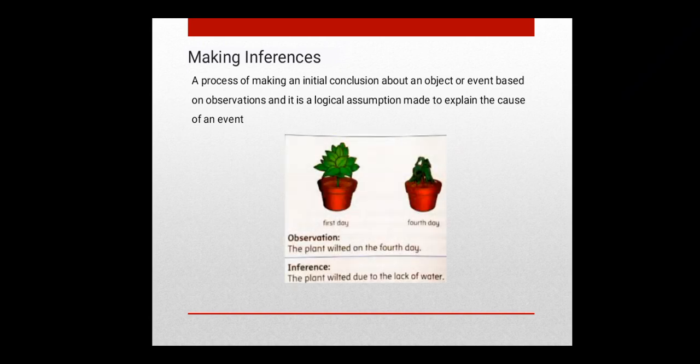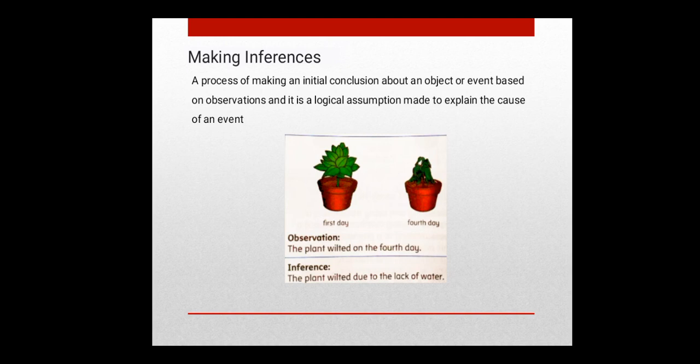So on the diagram there, you can see the first day, the plant is healthily alive, and then at the fourth day, the plant wilt, layu. Okay, wilted on the fourth day. So what is our inference? What is the reason why the plant wilted? The plant wilted due to the lack of water, kekurangan air.